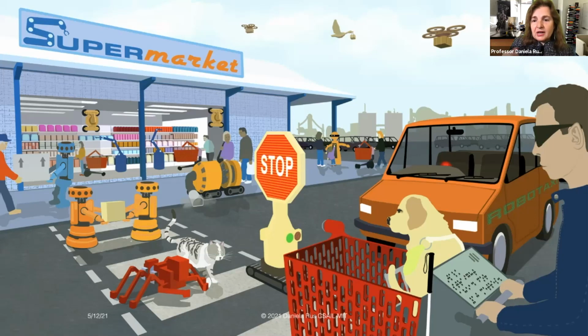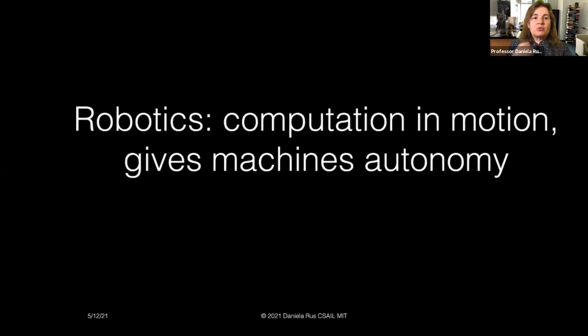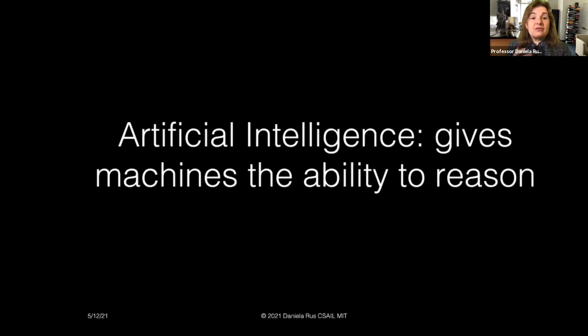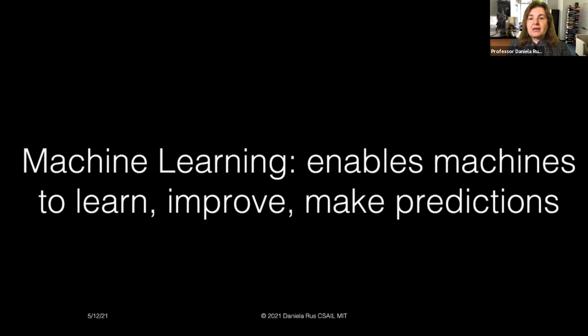And this progress is greatly enabled by computation, and within computation, by three interrelated fields. We have robotics, which puts computation in motion, giving machines the ability to move. We have artificial intelligence that enables machines to see, to hear, and even communicate like humans. And then we have machine learning, where we learn from the past and from data, and we make predictions on the data.